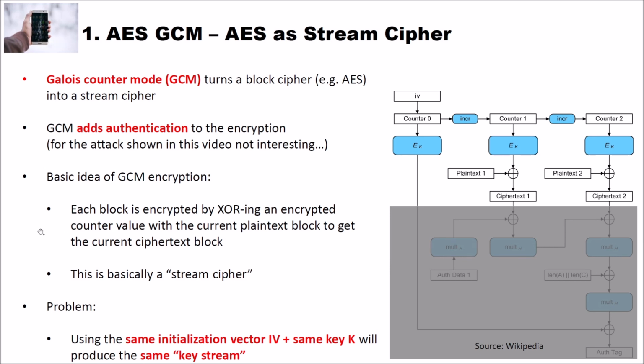There's one problem with that. When we use the same initialization vector, IV, and the same key, we will produce the same key stream. And this is crucial for the attack. Here you can see we have an IV. This is the start value for our counter. And when we have the same start value for the counter, then all these encryption blocks that we get here will be the same. This is a really bad problem, as you will see on later slides.